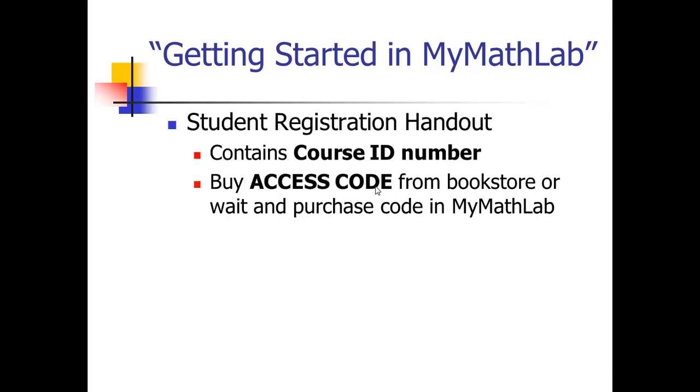The other thing you need is an access code. You can purchase this from a bookstore, or you can purchase it while you're registering for My Math Lab. The next item is a link to My Math Lab.